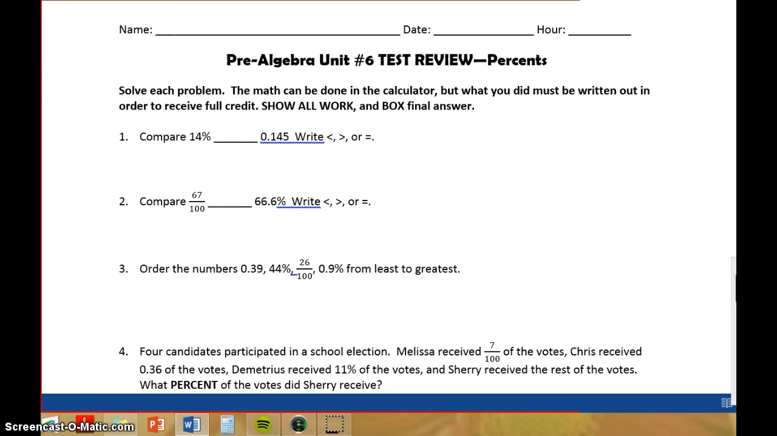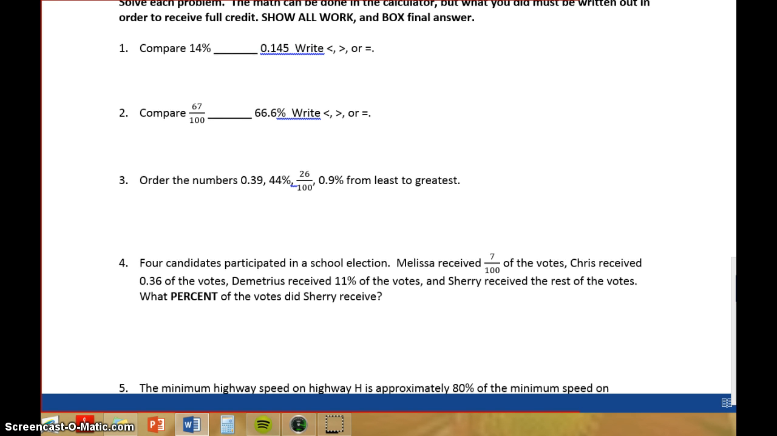Okay, this is the Pre-Algebra Unit 6 test review on percents. The first three questions are asking us to compare two different numbers, telling whether one is less than, equal to, or greater than the other. So the first question is to compare 14% and 0.145, or 145 thousandths.